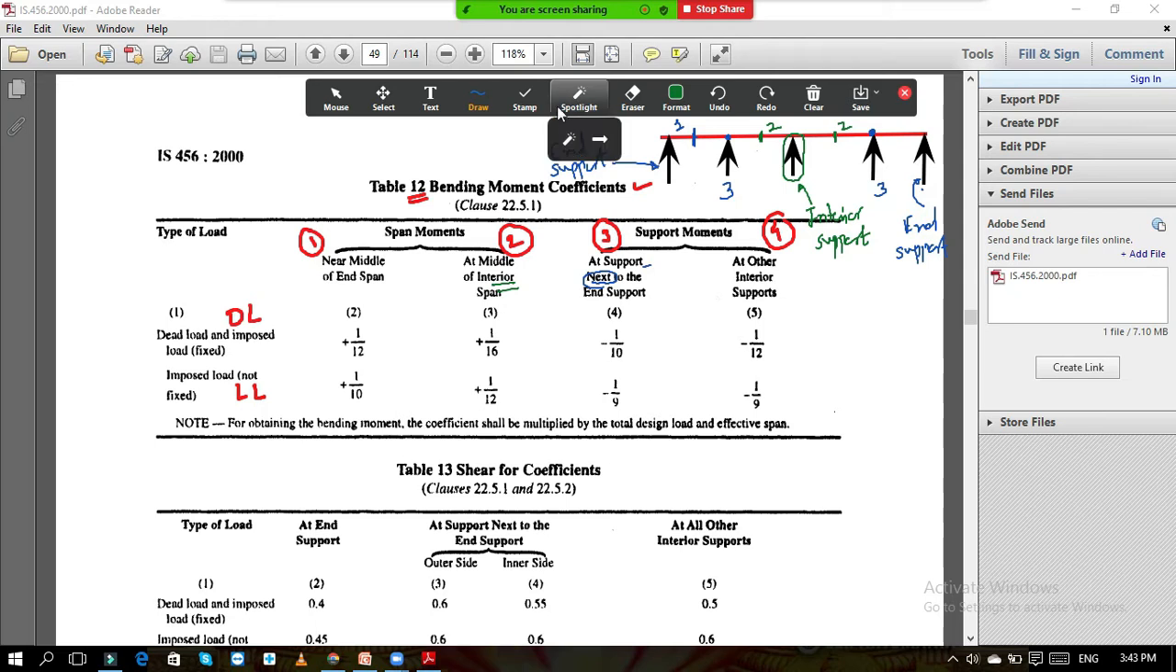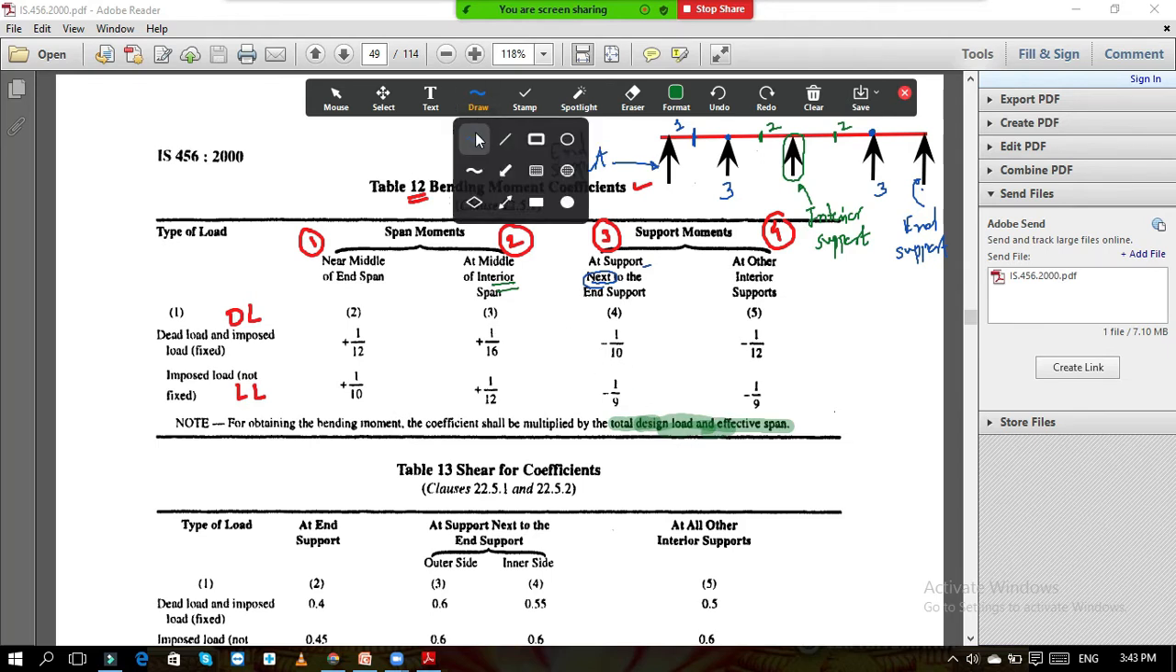Okay, so now here first at the middle of end span, what are the coefficients? For dead load it is 1 by 12, for live load it is 1 by 10. And how to calculate the moment, they have mentioned over here. Read that note which is given below. For obtaining the bending moment, the coefficient shall be multiplied by the design load and effective span. So we just need to multiply it by total design load and effective span.